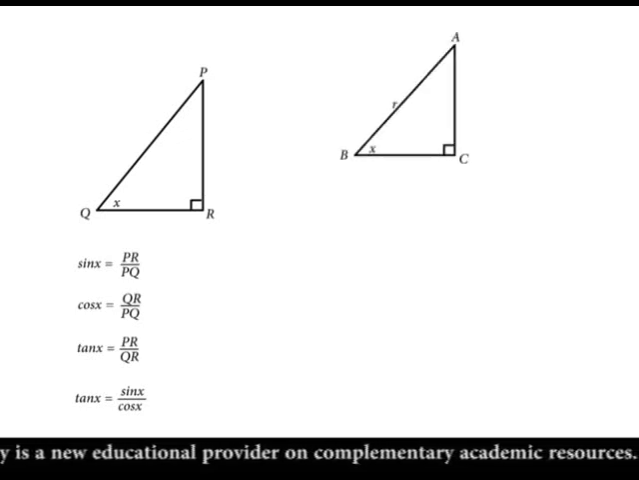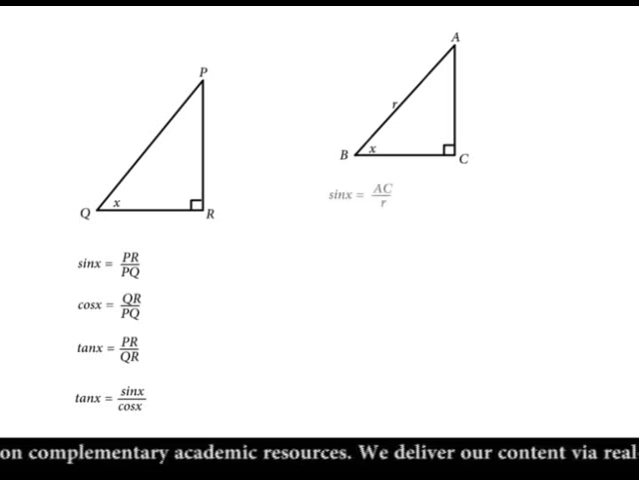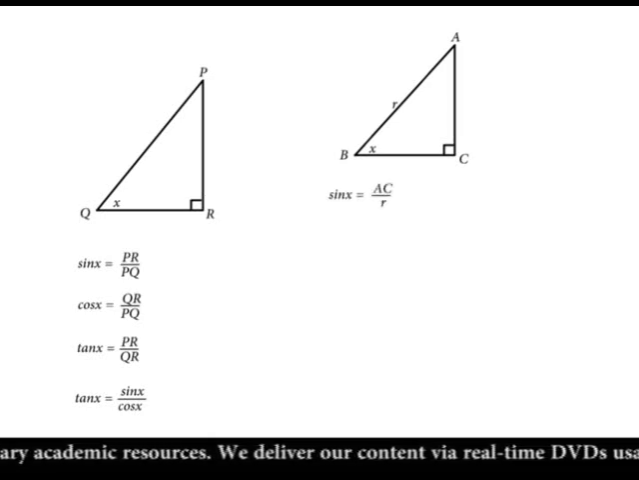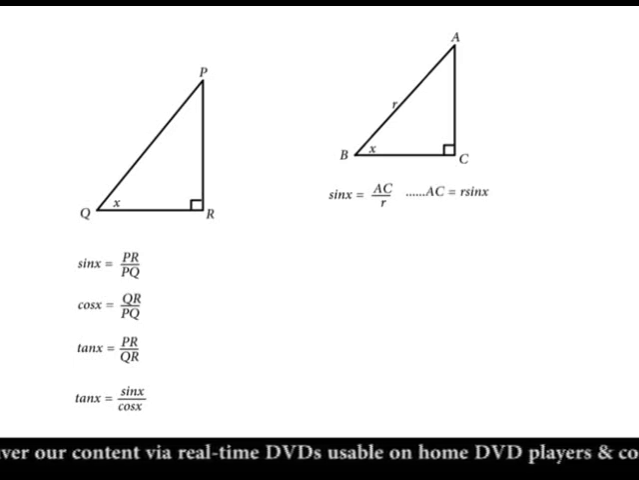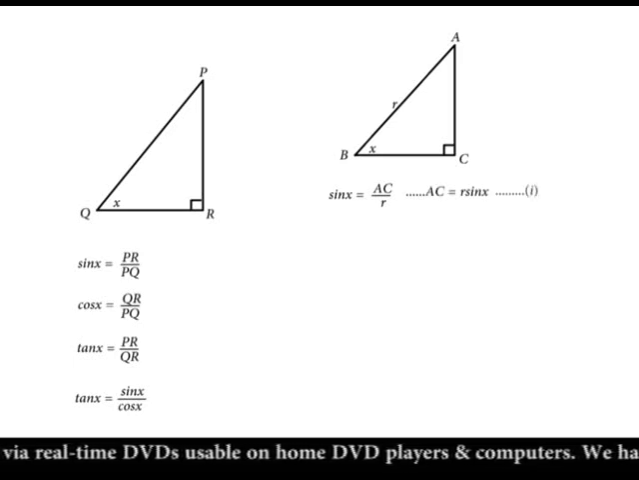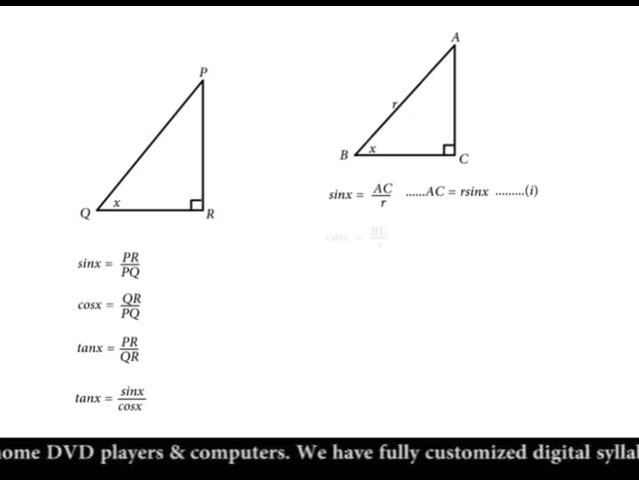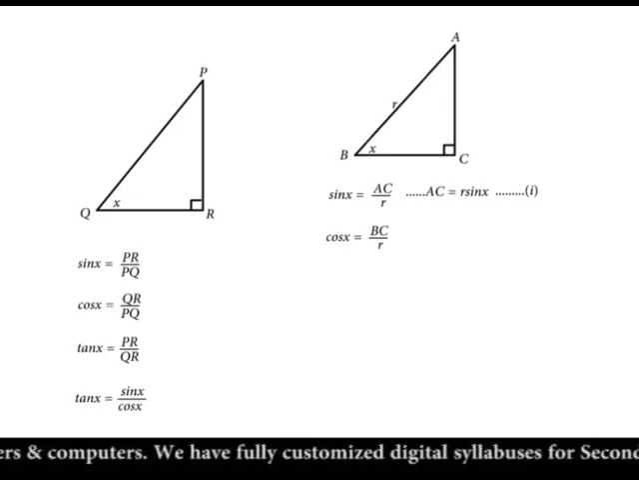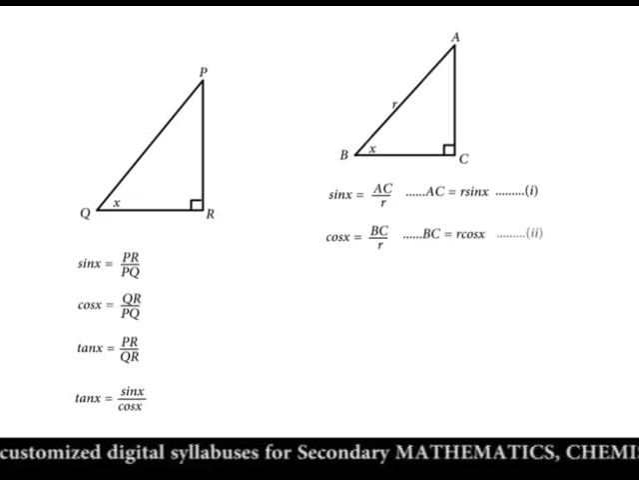Considering this smaller triangle ABC, sin X is equal to AC over R, and therefore AC is equal to R sin X. That's simple cross multiplication. We call that equation 1. Equally, cos X is equal to BC over R, and therefore BC is equal to R cos X, and we call that equation 2.